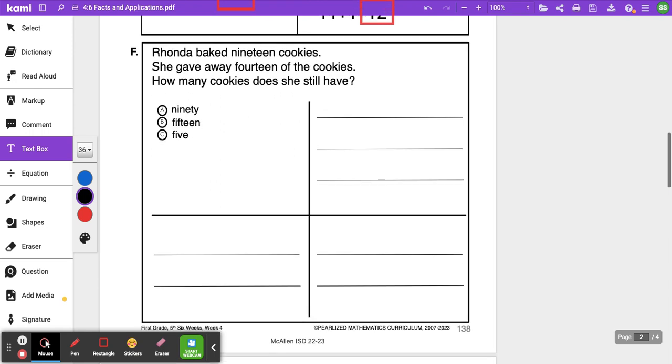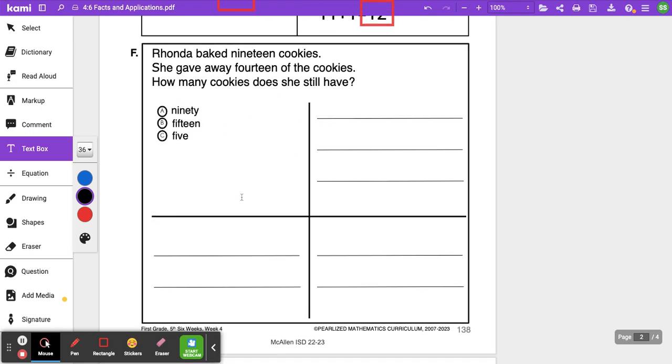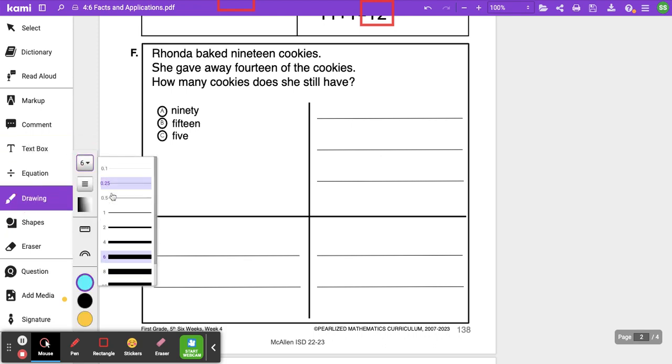Letter F. So we want to show that we understand the problem, make a plan, solve it, and evaluate our answer. This is what we call the UPSE. Understand, plan, solve, and evaluate. Please read with me. Rhonda baked 19 cookies. She gave away 14 of the cookies. How many cookies does she still have?